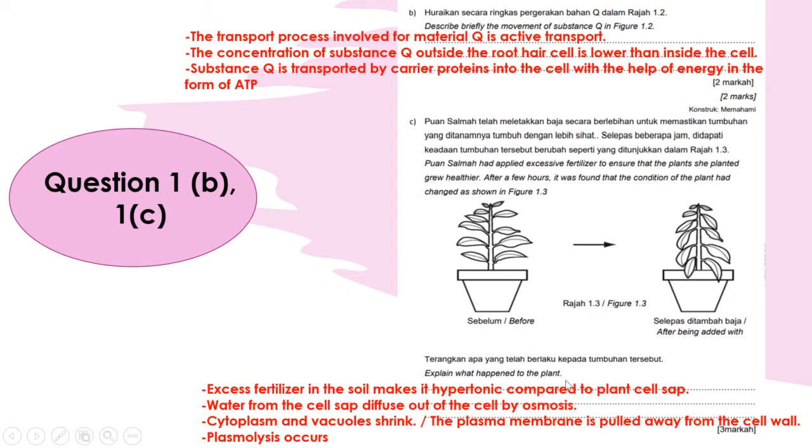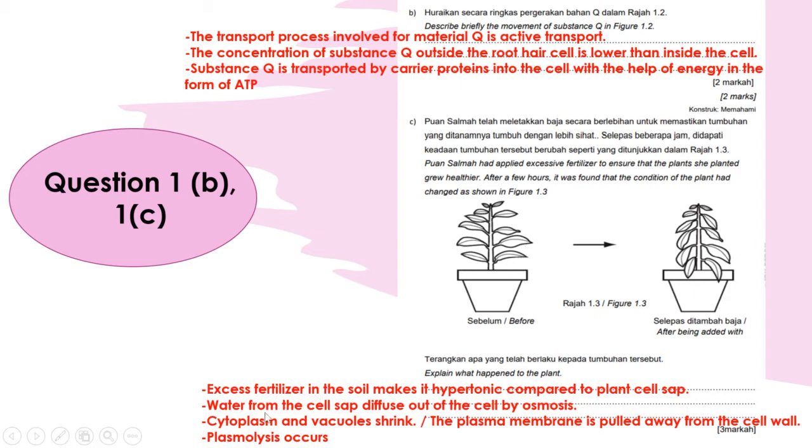Now, what happened to the plant? The key word, or the clue given here, is excessive fertilizer. We have to know that when we put excessive fertilizer on the soil of the plant, it will cause the soil to become hypertonic to the plant cell. So you have to know that.